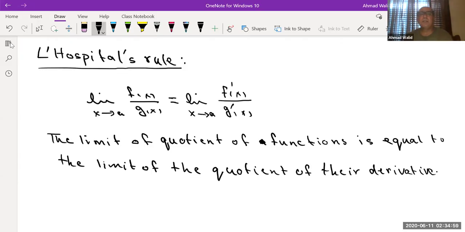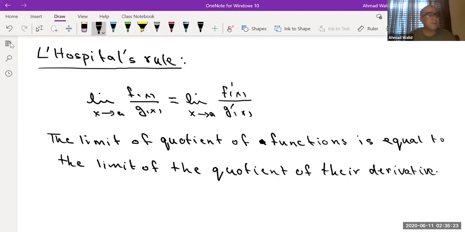That's what we call L'Hopital's rule. The limit of the quotient of functions, f of x over g of x, is a quotient, right? The limit of f of x over g of x is equal to the limit of the derivatives of the quotient, right? It means f prime x over g prime x.